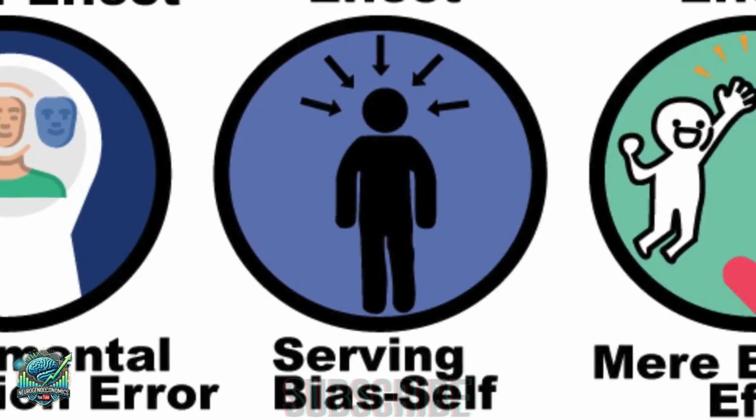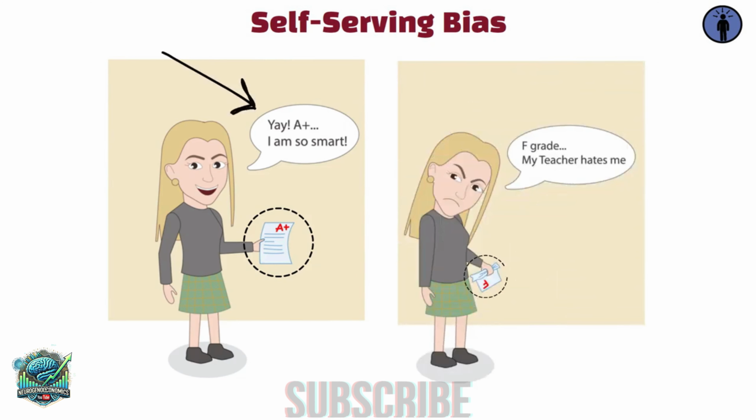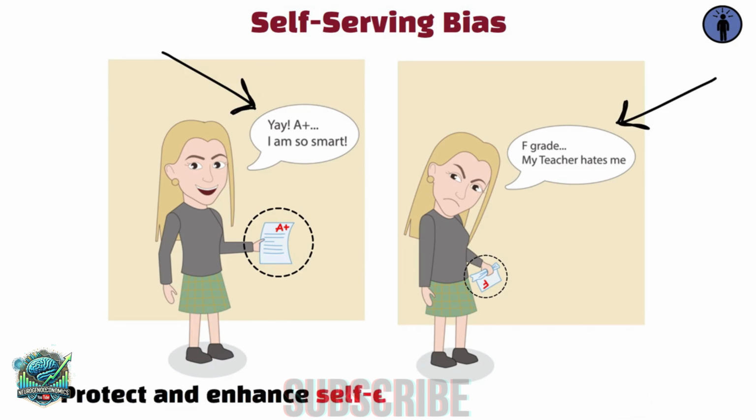Self-serving bias. The self-serving bias is the tendency to attribute positive outcomes or successes to personal qualities or efforts, while attributing negative outcomes or failures to external factors or circumstances beyond one's control. This bias serves to protect and enhance self-esteem and self-perception.